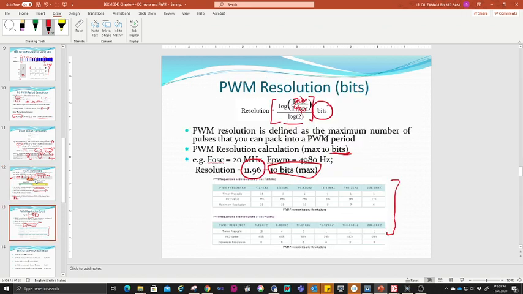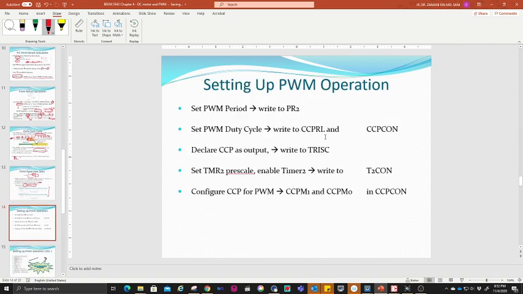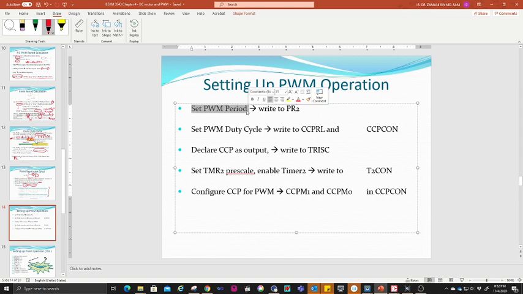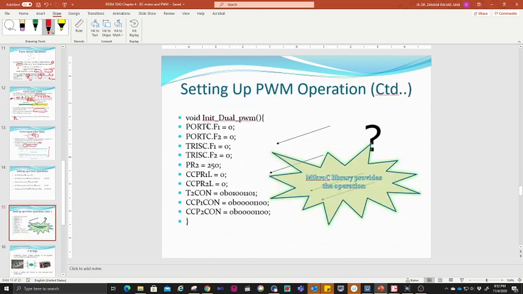In the old days, you had to do a lot of things if you wanted to set up a PWM. This is the whole set of steps. You have to set up this one, set the value here, declare this one, set the timer prescale, and configure. This is the whole process. Manually, you have to write in your code to set up a PWM operation like this. So it's long. You have to do here, here, and here.